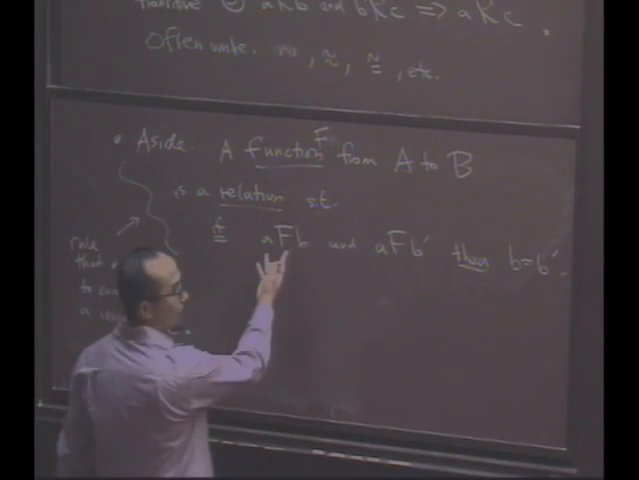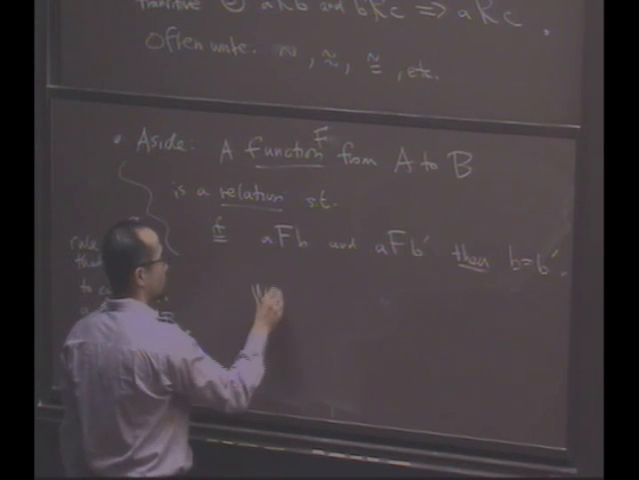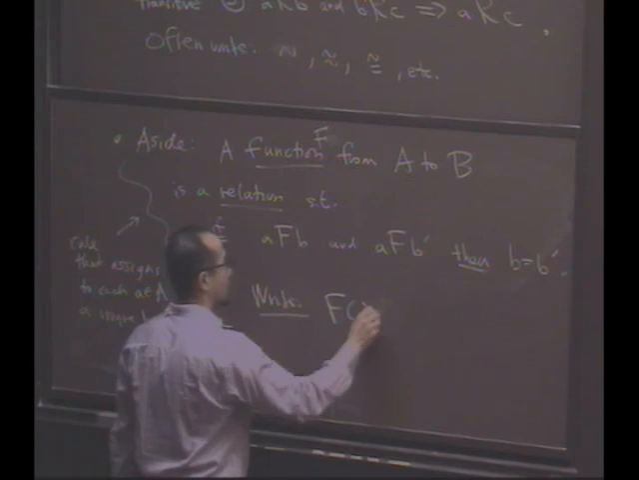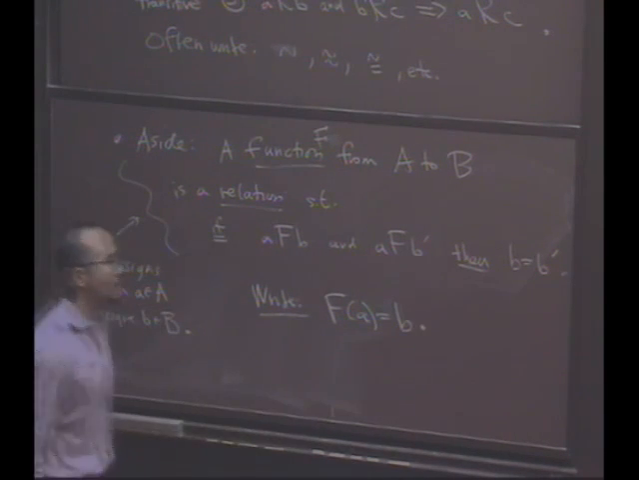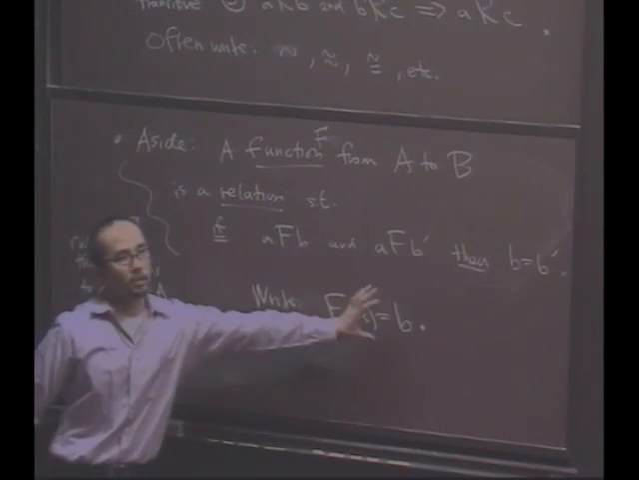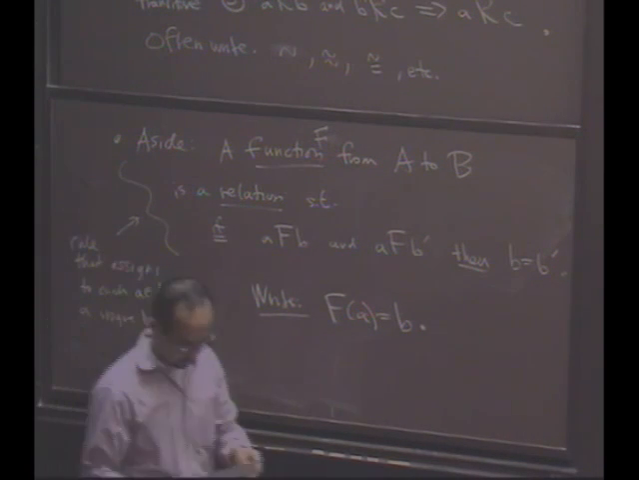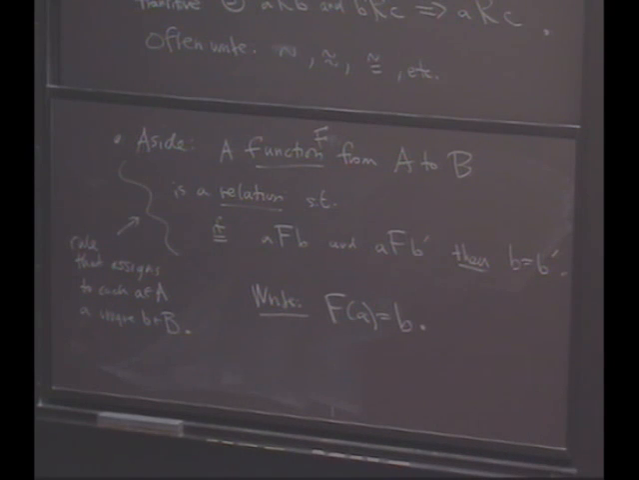Now, of course, we never write functions this way. We usually write functions this way: F of A equals B. Okay, but that's just a notation that describes this relation. All right. Very good. Everybody with me?